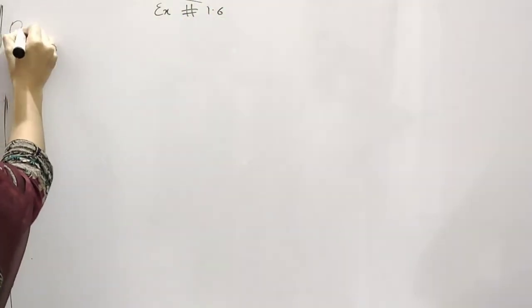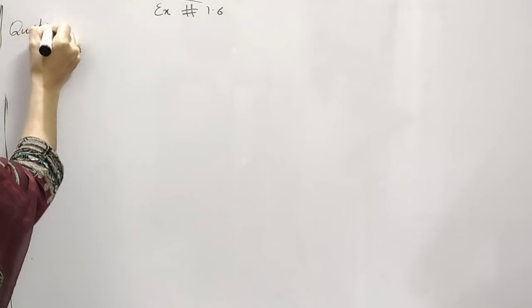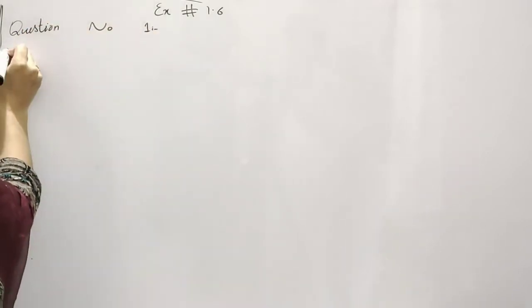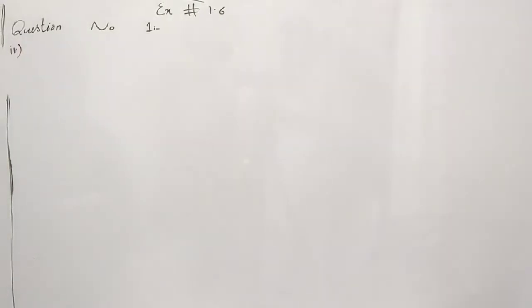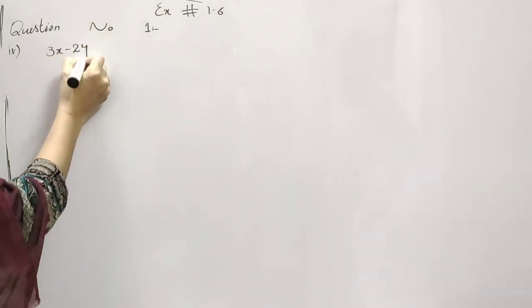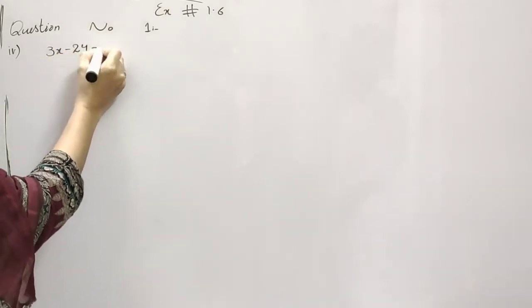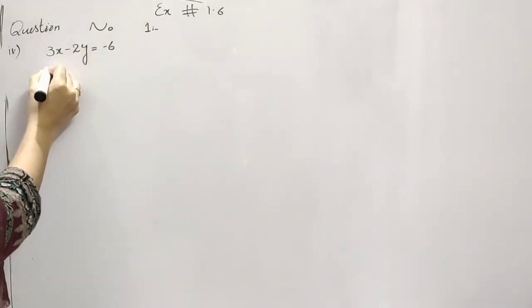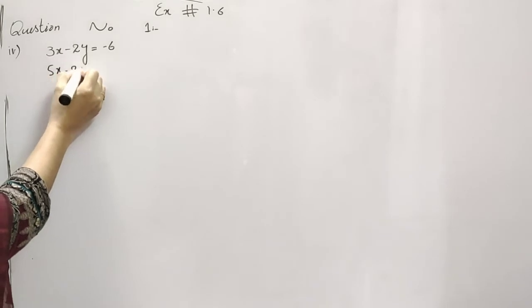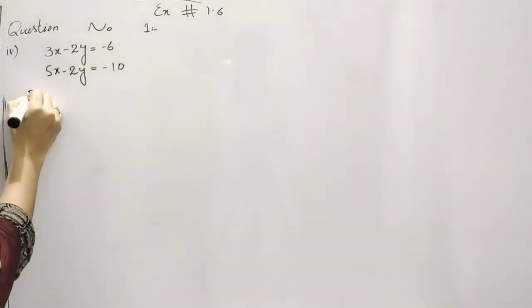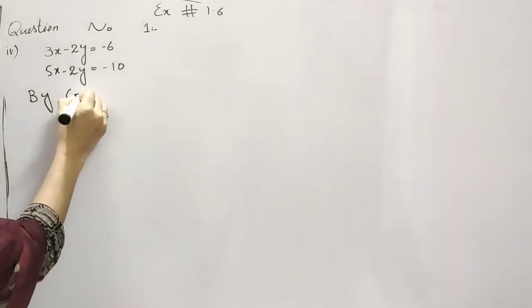In our last video we solved the third part of question number 1 of exercise 1.6 by Cramer's rule. Now we will solve the fourth part of question number 1 by Cramer's rule. And the fourth part is 3x minus 2y is equal to minus 6, 5x minus 2y is equal to minus 10, by Cramer's rule.